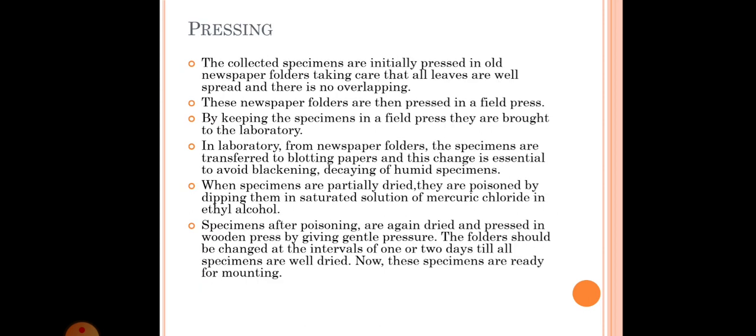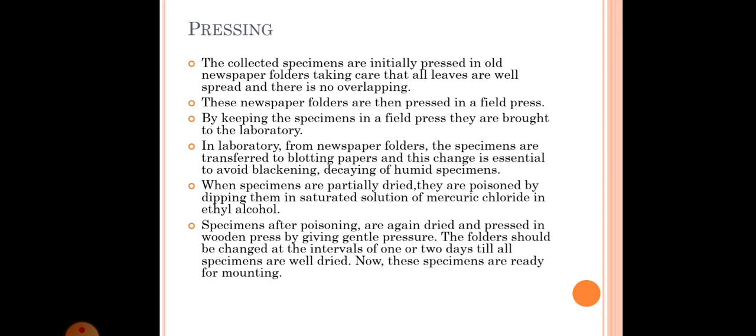The next technique is the pressing. The collected specimens are initially pressed in old newspaper folders, taking care that all leaves are well spread and there is no overlapping. These newspaper folders are then pressed in the field press. By keeping the specimen in the field press, they are brought to the laboratory.